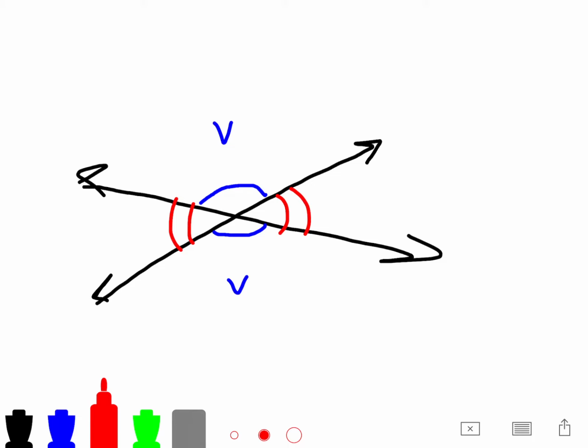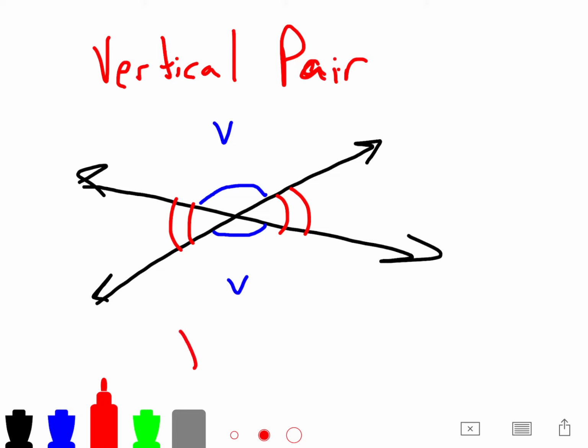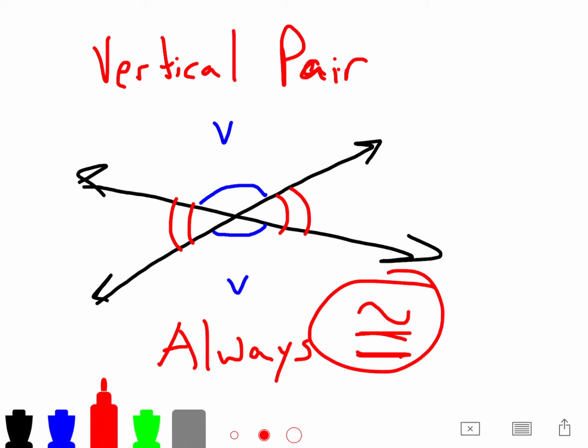See that? So, vertical pairs are always congruent. And that's that equal sign with the little squiggle on top. This means congruent. And congruent, remember, means the same size and shape. So it has the same amount, but it's also the same shape. And that's going to be really critical when we start talking about triangles and other shapes. Great, so that's a vertical pair.